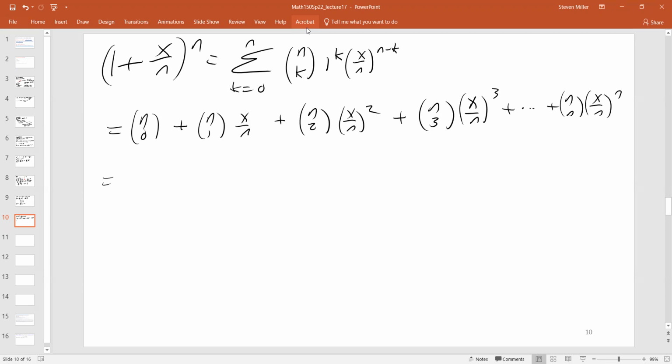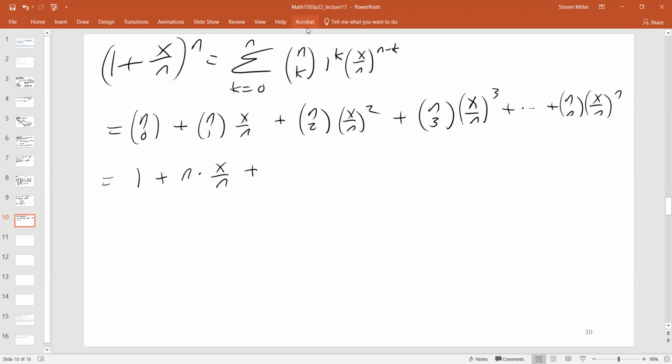What is n choose 0? I have n objects. How many ways are there to choose no objects from n? 1. Now I do n choose 1. I have n objects. I want to choose 1 from n. How many ways are there to do that? n. So I get n times x over n.